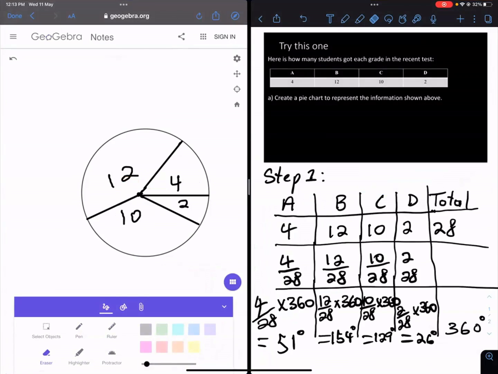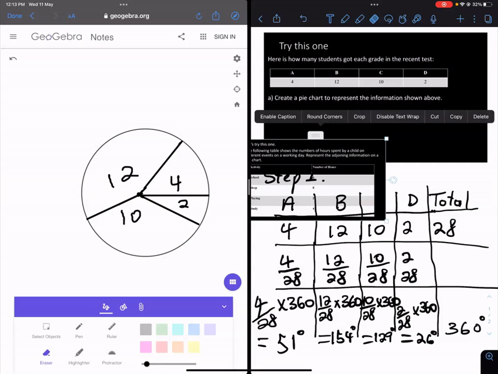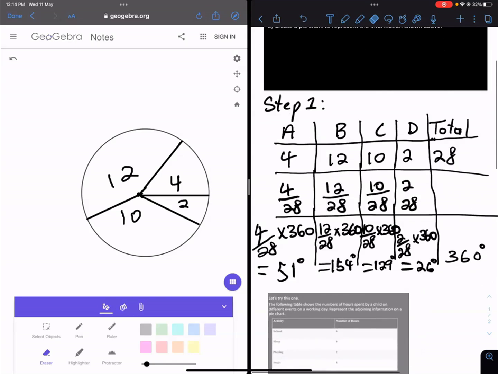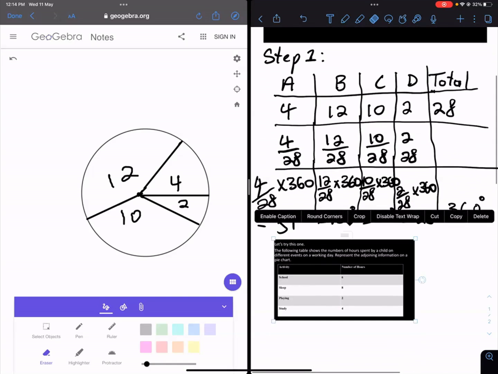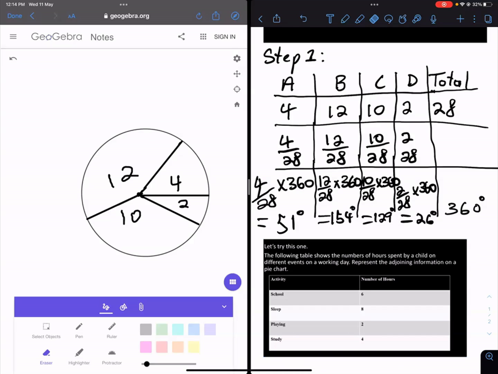For example, or for practice, we could try this question. So try this one as practice and see if you get a perfect pie chart as I have with the example that was shown.